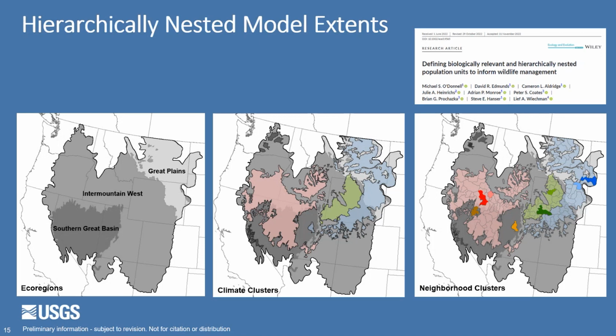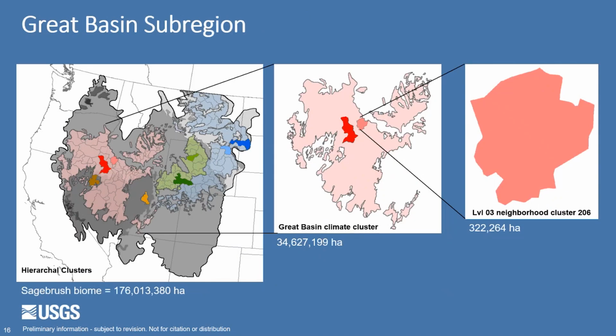One of the strengths is that they're hierarchically nested. And so we can pull out the neighborhood clusters on the last slide there. We can use those as sampling units and then hopefully extrapolate out to these climate clusters. And this is a work in progress. We're trying to explore a couple of different approaches to this, but that's what we're going with for now.